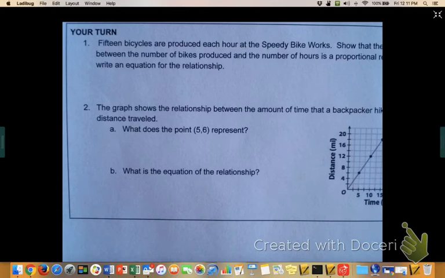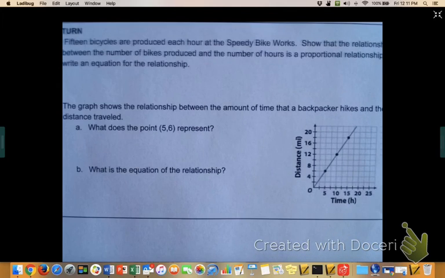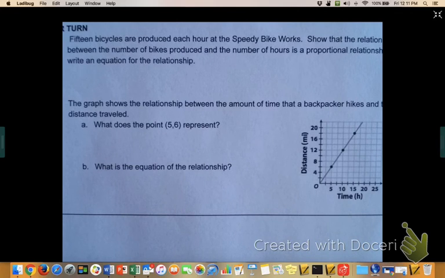All right, guys, it looks like it's time for the your turn. So take a minute and pause the video and try numbers 1, 2a, and 2b, and see if you can do it on your own, and then check back with me here in a few minutes and see if you got it right. Good luck.